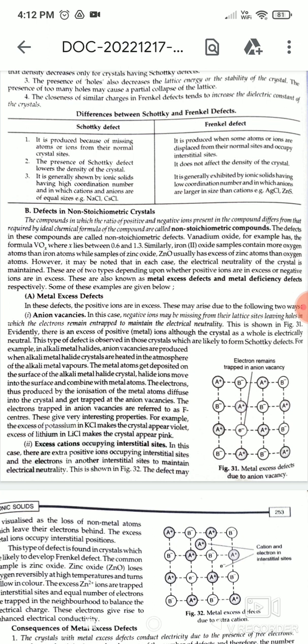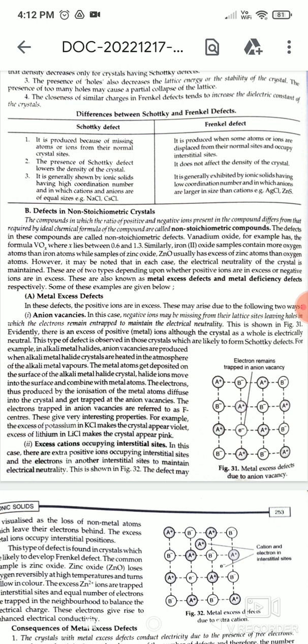Similarly, an iron(II) oxide sample contains more oxygen atoms than iron atoms, while a sample of zinc oxide usually has an excess of zinc atoms over oxygen atoms. However, it may be noted that in each case the electrical neutrality of the crystal is maintained. These are of two types depending upon whether positive ions are in excess or negative ions are in excess. These are also known as metal excess defects and metal deficiency defects respectively. Some of these examples are given below.